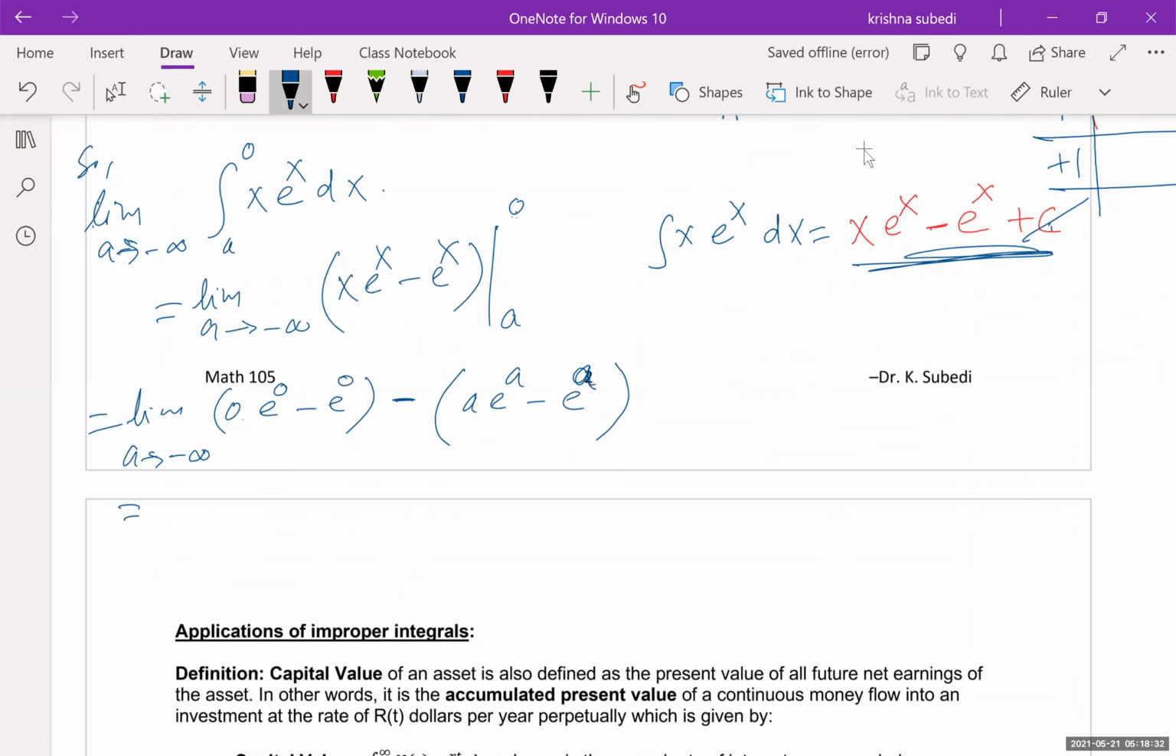Now this part will be 0, of course, minus this part is 1, e raised to power 0 is 1, minus here. Now tell me, limit a tends to negative infinity equals what? Try to figure that out. Also try to figure out limit a tends to negative infinity of e raised to power a equals what? I want you to figure that out.